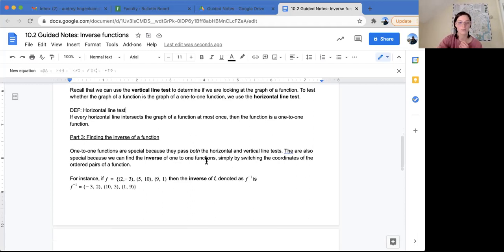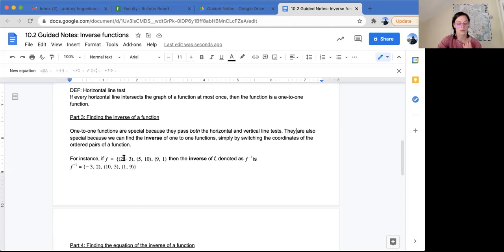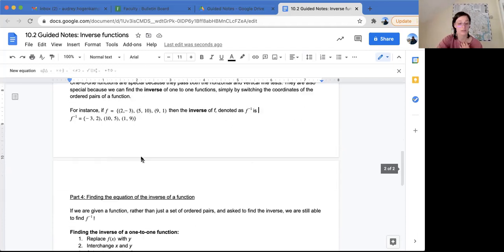That brings us to part 3, finding the inverse of a function. One-to-one functions are special because they pass both the horizontal and vertical line tests. They are also special because we can find the inverse of one-to-one functions simply by switching the coordinates of the ordered pairs of a function. For instance, if f equals 2, negative 3, 5, 10, and 9, 1, which is one-to-one, then the inverse of f, which we denote as f to the negative 1, so whenever you see that, that is f inverse, or the inverse of f is how we say it, is negative 3, 2, 10, 5, and 1, 9. So literally I just took those xy points and switched them. That's it for finding the inverse of a function.